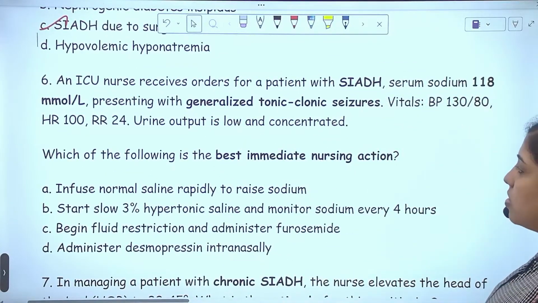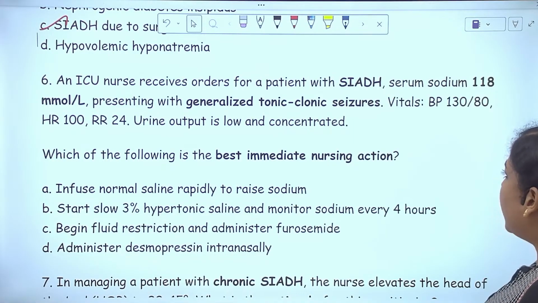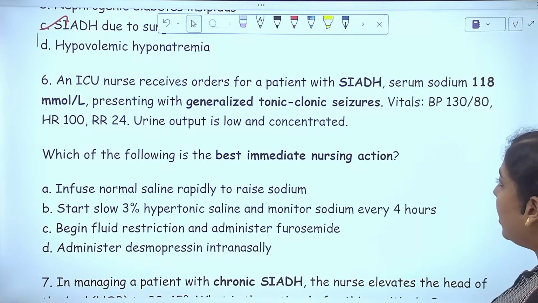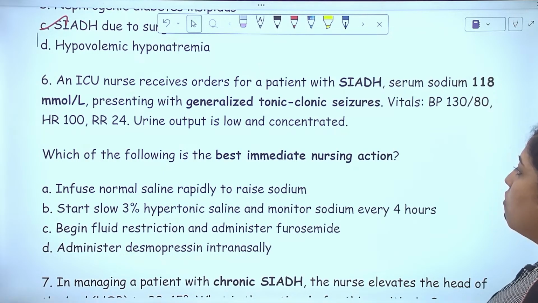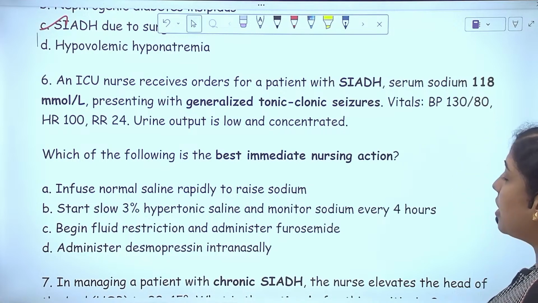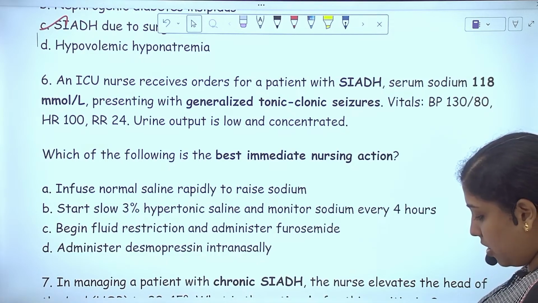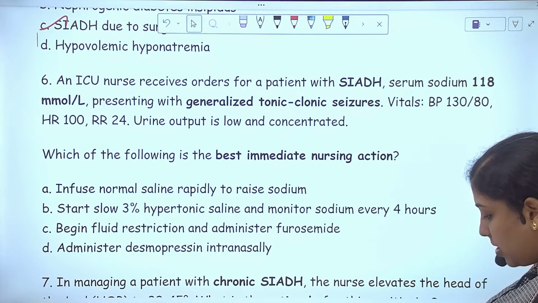An ICU nurse receives an order for a patient with SIADH. The serum sodium is 118, which is very much reduced, presenting with generalized tonic-clonic seizure. Vital signs are 130/80, heart rate is 100, respiratory rate is 24, urine output is low and concentrated. Which of the following is the best immediate nursing action the nurse should do? Now tell me, it is a nursing priority based MCQ. What is the correct answer?